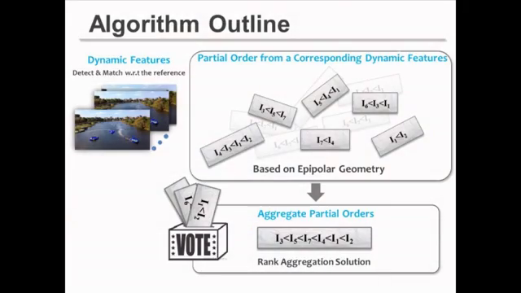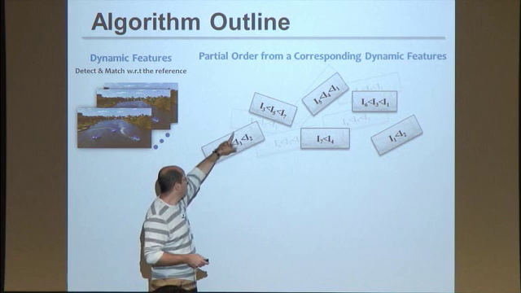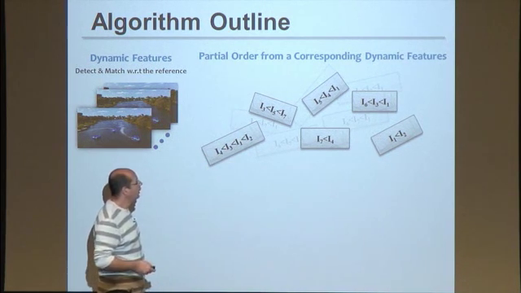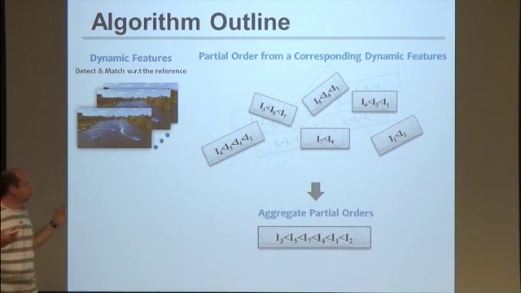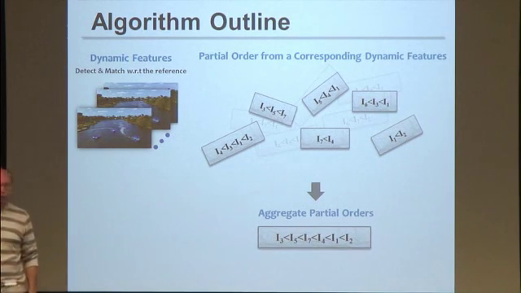So the algorithm consists of two steps. The first one is finding the partial order from each dynamic feature. So for the red dynamic feature, you get a partial order like this. For the yellow, you get some partial order like that. And once you have all these partial orders, you want to aggregate everything together and get one globally consistent temporal order for all the images.